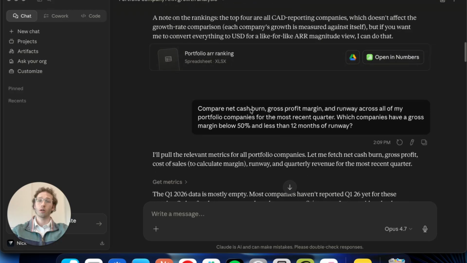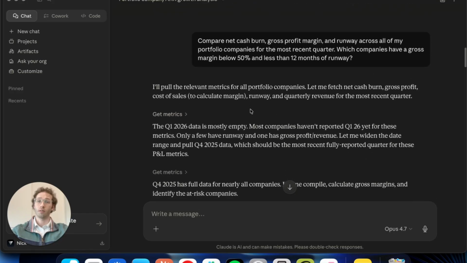Okay, let's move on and say that we're preparing for a portfolio review, and we want to get a clear picture of capital efficiency across the fund. I would run a prompt similar to this. Compare net cash burn, gross profit margin, and runway across all my portfolio companies for the most recent quarter. Which companies have a gross margin below 50% and less than 12 months of runway?